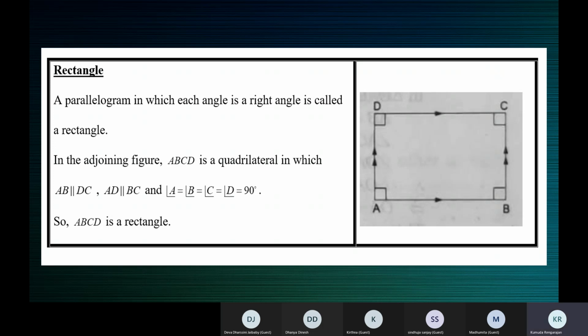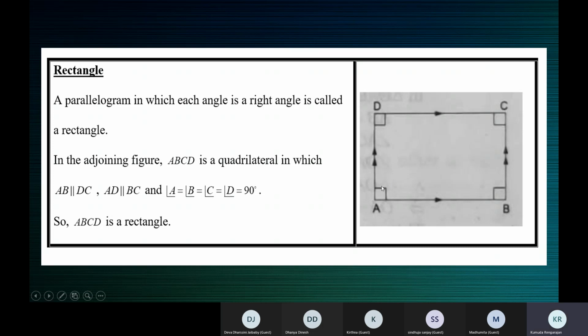So when you observe a quadrilateral in which both pairs of opposite sides are parallel, you call it a parallelogram. Now, apart from this, if you notice that one angle is a right angle, one angle is equal to 90 degrees, then you say it is a rectangle. So the definition is, remember the definition, this is very important. A parallelogram in which each angle is a right angle is called a rectangle. If one angle is 90, automatically all will be 90.